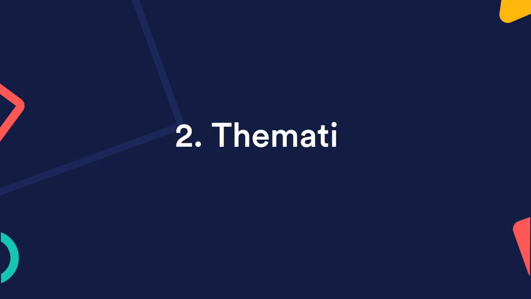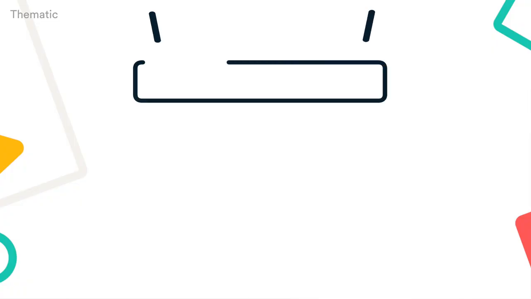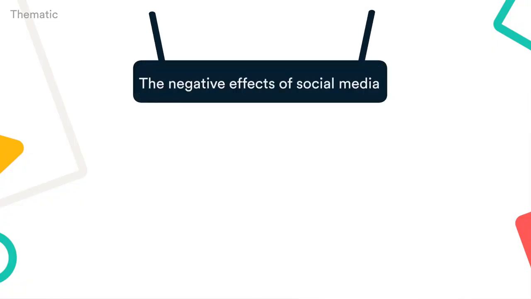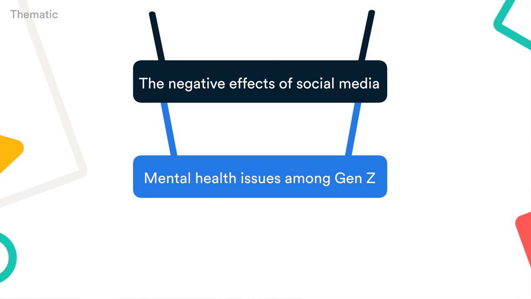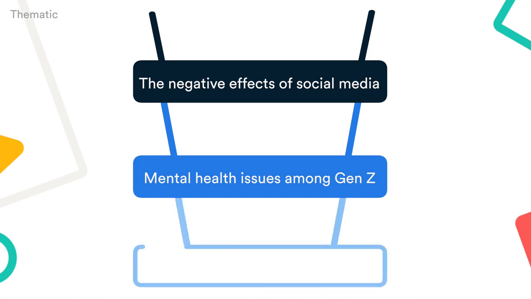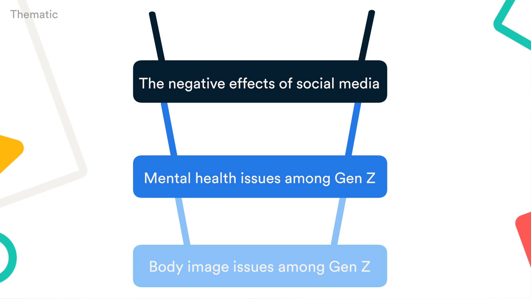For the second approach, you organize your literature review around key themes. In our case, we could start by discussing research on the negative effects of social media. This leads us into the theme of mental health issues among Gen Z. Then, we can narrow in on the more specific theme of body image issues among Gen Z.